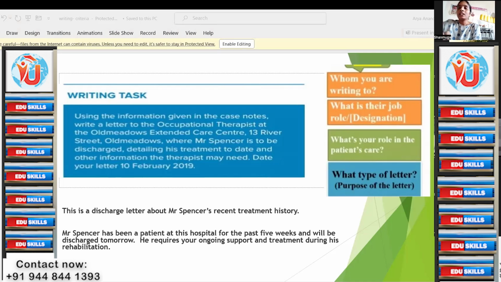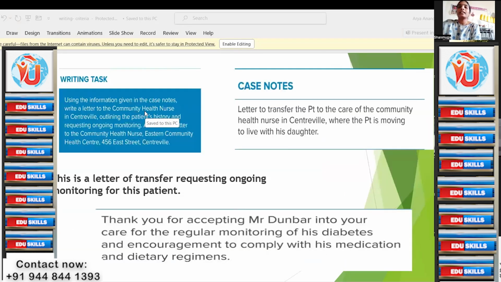For this task, the purpose should be: Mr. Spencer has been a patient at this hospital for the past 5 weeks. This past 5 weeks history, you will find in the case note. He will be discharged tomorrow. He requires your ongoing support and treatment during rehabilitation. And moving on to another writing task, here you can see another writing task.